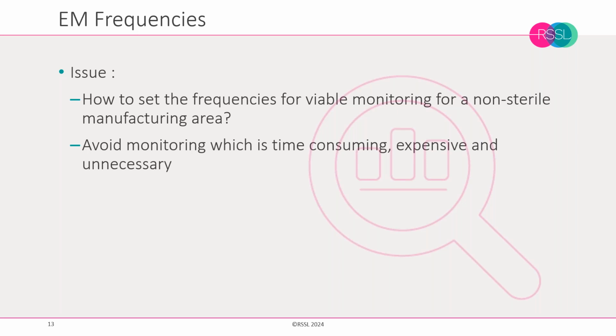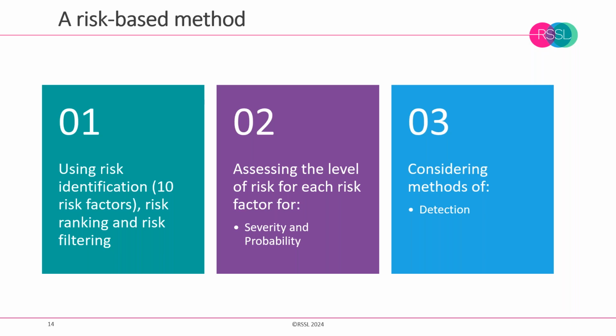And here there's an importance that what we are doing is of sufficient frequency, and sufficient to assess the risk to product. But also at the same time, we want to avoid unnecessarily monitoring when it's not needed. So we're also trying to avoid things that are time consuming, expensive, and ultimately unnecessary. So here we can use risk-based thinking to help us with this task, and we can use a risk framework to help us to select the appropriate criteria.